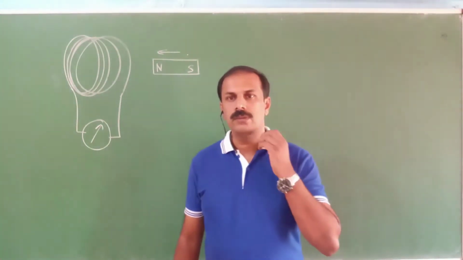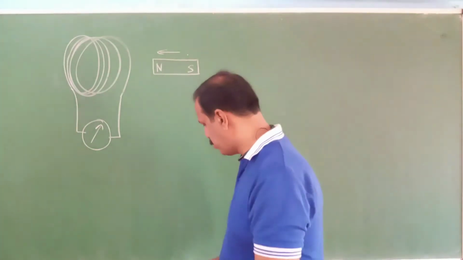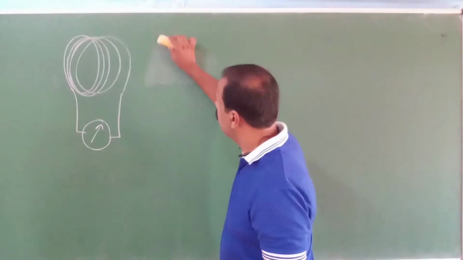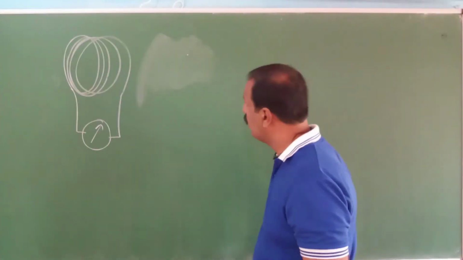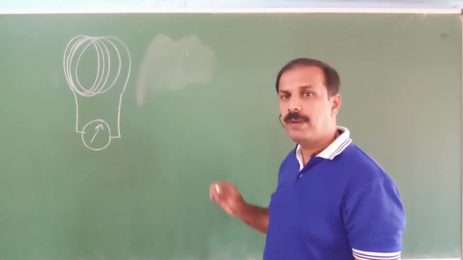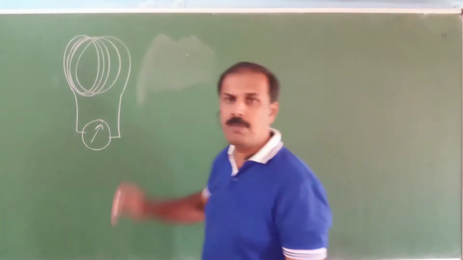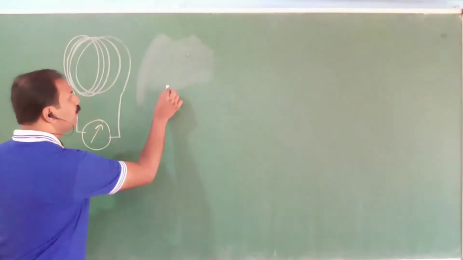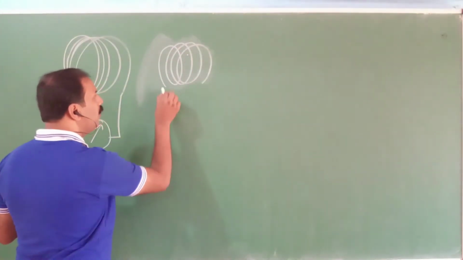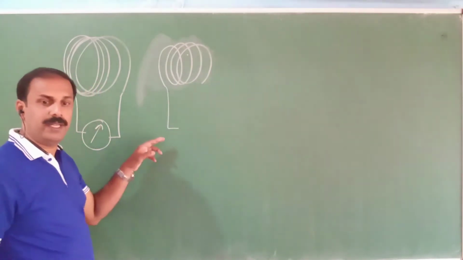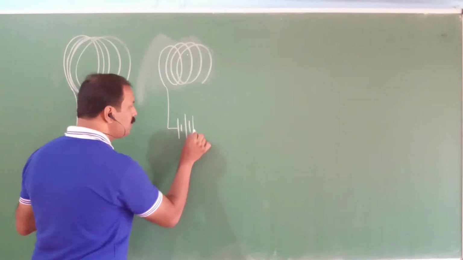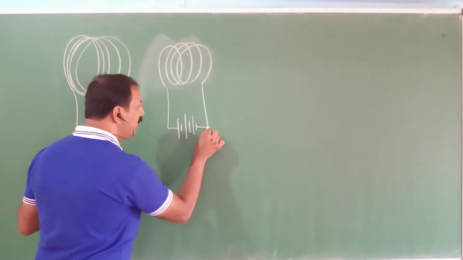Now, in the second part of this experiment, they have made a small change. Instead of the magnet here, they placed another coil in this place, and this coil is connected to a supply. That is, we have a battery here. So this coil is connected to a battery.